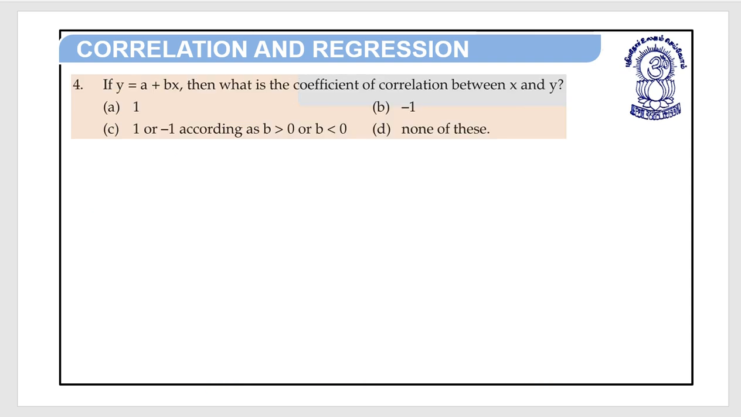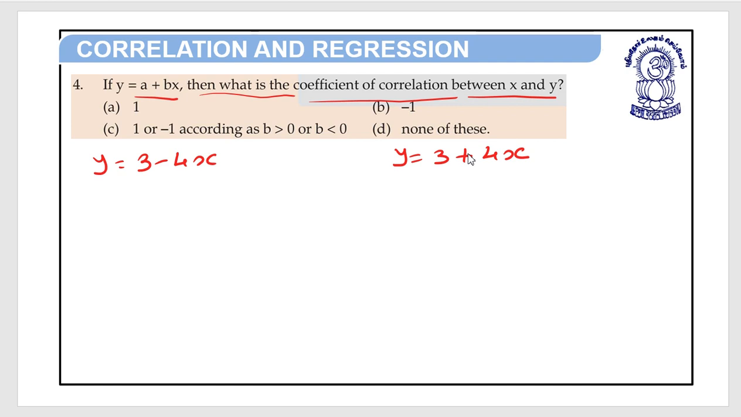Question number 4. If y is equal to a plus bx, then what is the coefficient of correlation between x and y? So here, consider y is equal to 3 minus 4x, or y is equal to 3 plus 4x.